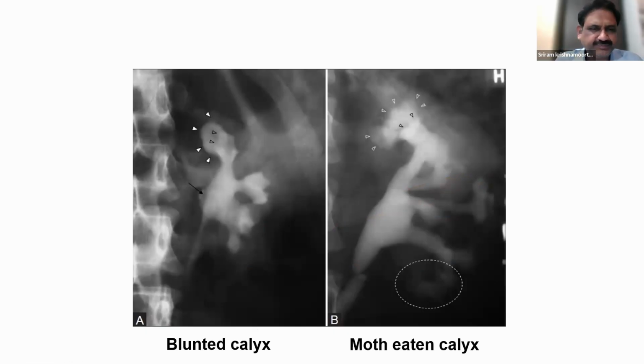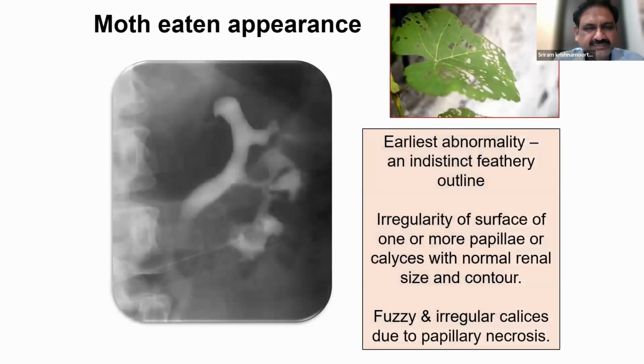Next slide, please. These pictures we have taken from Polak. Next slide. Moth-eaten: I have shown the leaf on the right side. This is what a moth-eaten leaf is. The calyx, when you do an IVU, will look exactly like that. For fuzzy and irregular calyces, this finding you will also see in diabetic patients with pyelonephritis and renal papillary necrosis. This exact finding will be seen in such individuals also. Next slide, please.